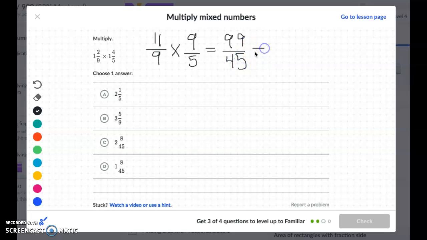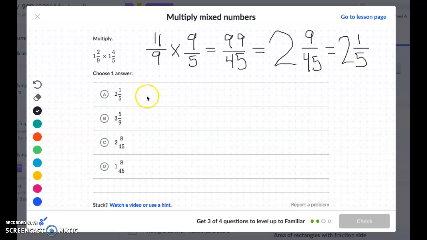And then to simplify, 45 fits into 99 2 times, because 45 times 2 is 90. And that's going to leave me 9 left over out of 45. Then that answer is not there. Now notice they did kind of try to trick me. They put a 2 and an 8/45. So they definitely were trying to trick me there a little bit. But let's keep seeing if we can simplify this down even farther. So 2, and then 9 divided by 9 is 1, and 45 divided by 9 is 5.